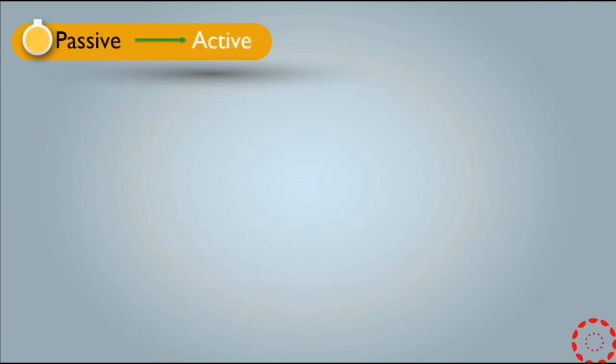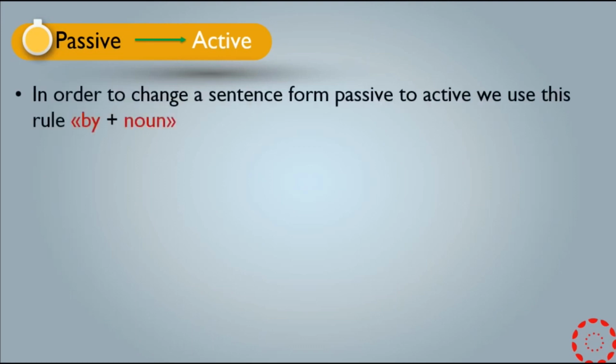Again, we have now another one. How are we going to change a sentence from passive to active? Not active to passive, passive to active. In order to change a sentence from passive to active, we use this rule: by plus noun. So you have to be careful. We have "by" plus a noun, whatever the noun is.